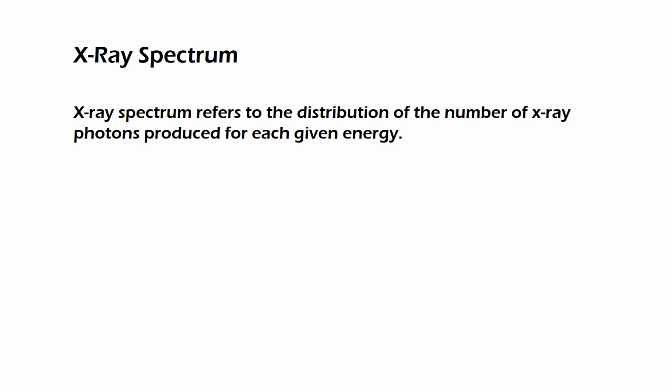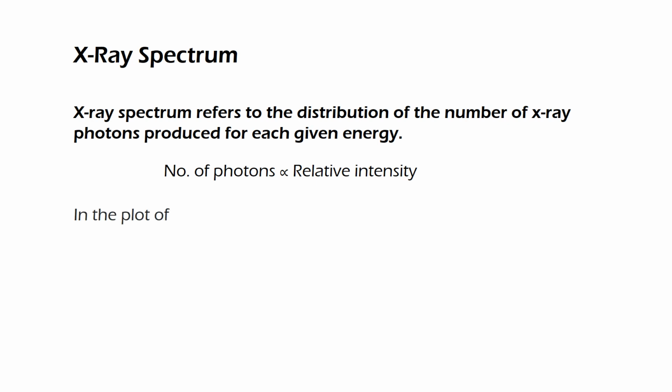Please note here that the intensity of an X-ray beam is directly proportional to the number of photons in the beam. Therefore, sometimes the X-ray spectrum is plotted against relative intensity instead of number of photons. The term relative intensity is used because the intensity of X-rays can vary depending on various factors such as the type of X-ray tube, the operating conditions, and the target material used.